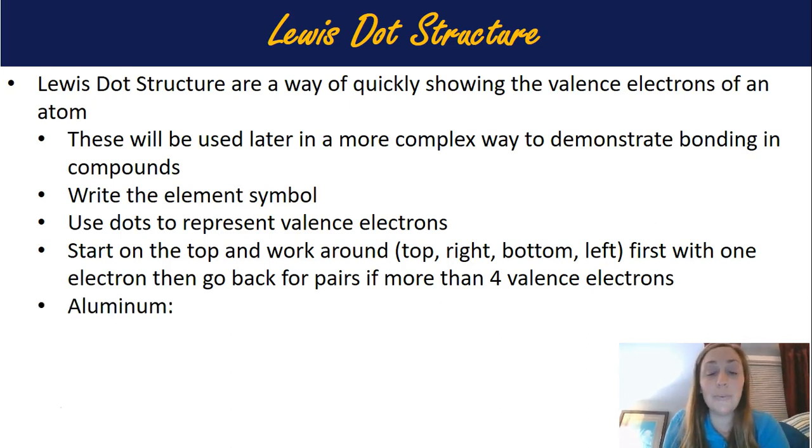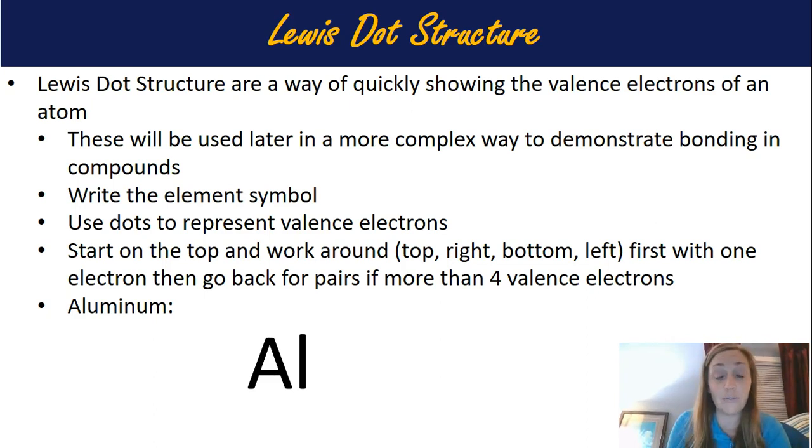Let's do one together. Aluminum. So Al. If you find that on your periodic table, you'll see it's there underneath boron. So you know it has 3 valence electrons. So here's how you fill. 1, 2, 3. And then that's it. Quickly shows that there's 3 valence electrons, kind of shows for bonding patterns who's available to bond, who's not, and that's it.